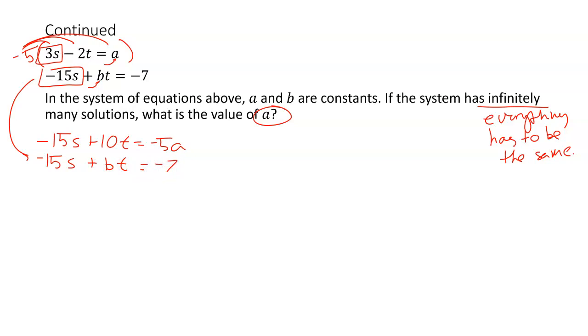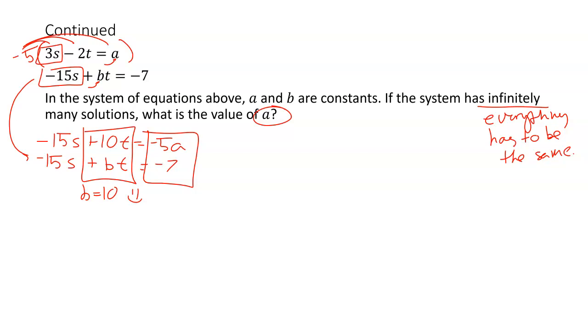Now, just for funsies, through some inspection, what does b have to be? What would b have to be in order for those to be the same? 10. Okay? Because it has to have a coefficient of 10. So b has to equal 10. Now, we don't need to know what b is, so that was just for fun. Okay? We need to focus on this part. Negative 5a has to be the same as negative 7.